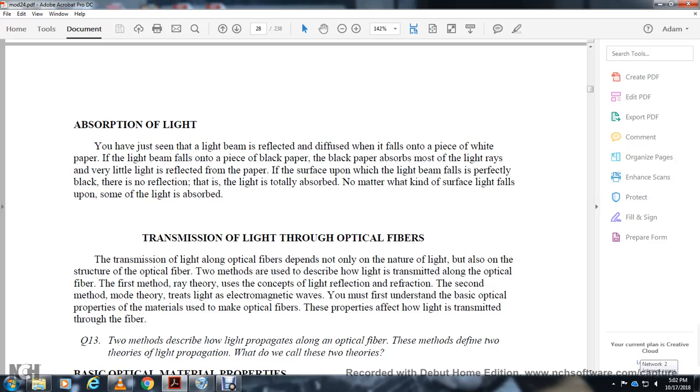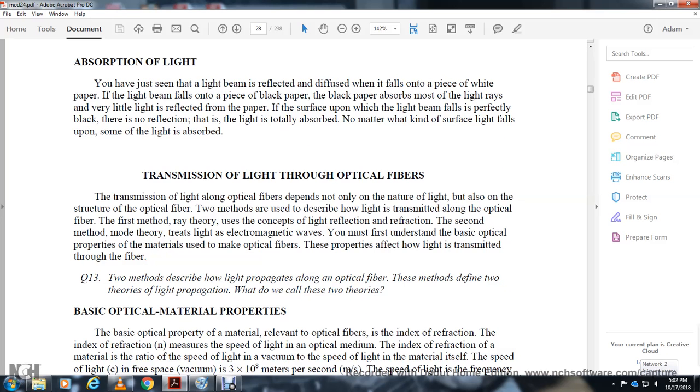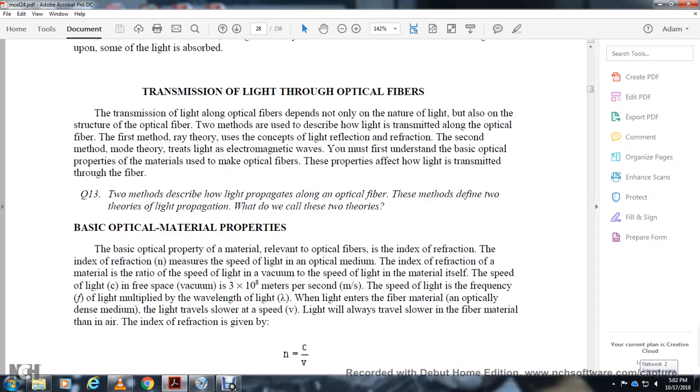You must first understand the basic optical properties of the materials used to make optical fibers. These properties affect how light is transmitted through the fiber. Basic optical material properties: the basic optical property of a material relevant to optical fibers is the index of refraction. The index of refraction measures the speed of light in an optical medium. The index of refraction of a material is the ratio of the speed of light in a vacuum to the speed of light in the material itself.